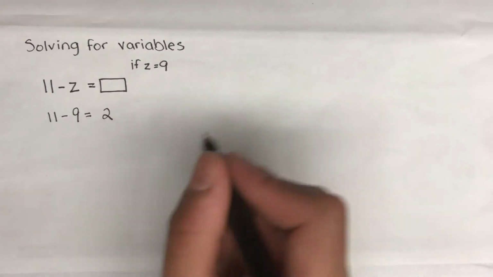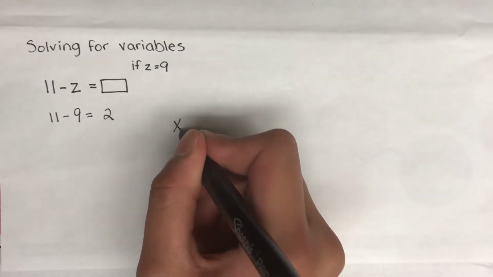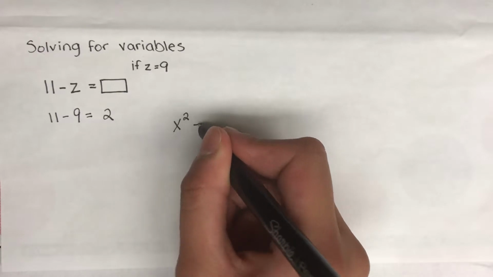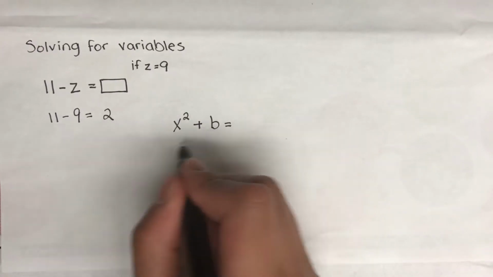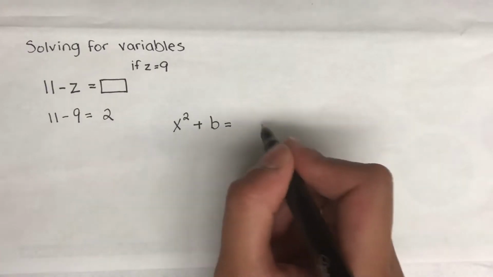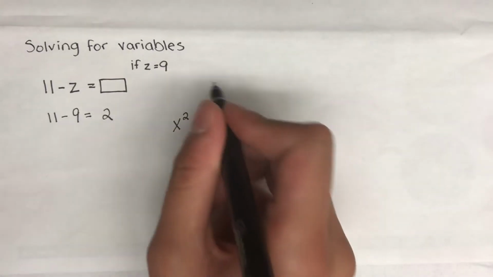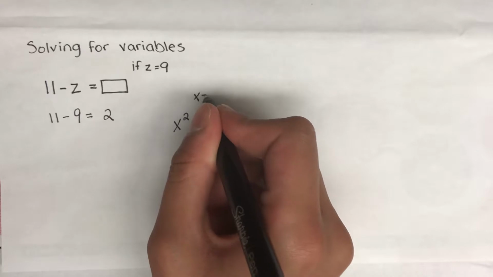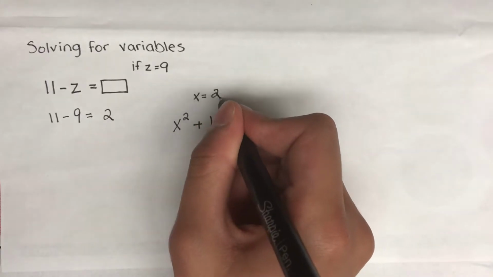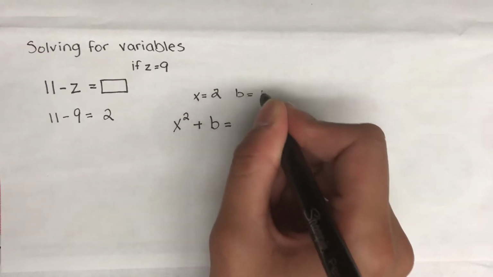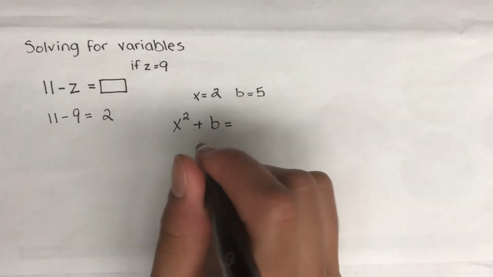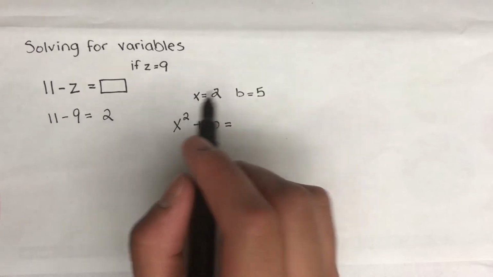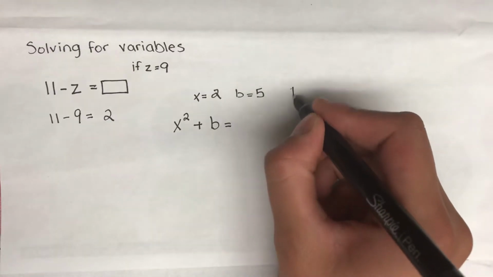So let's say we had x squared plus b. Now we have no numbers in this equation, but we still have to solve. And the problem says that x equals 2 and b equals, let's say, 5. So now we're going to plug in these numbers and solve using our PEMDAS.